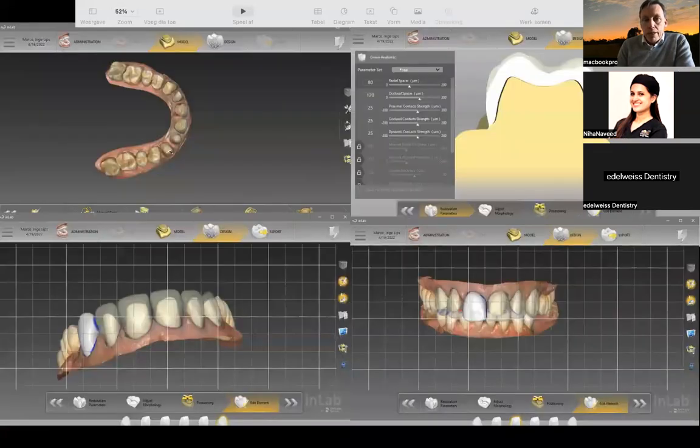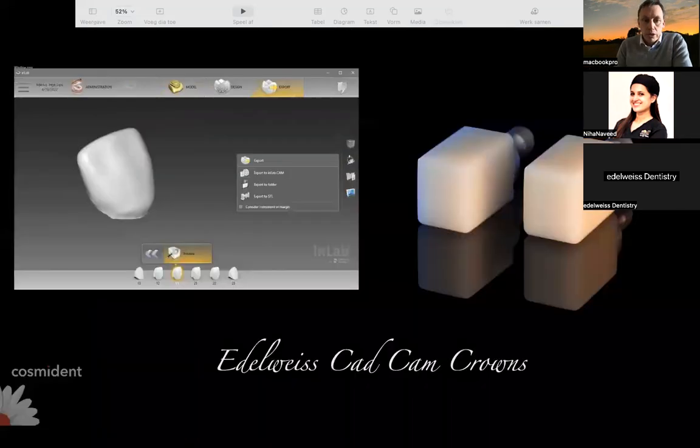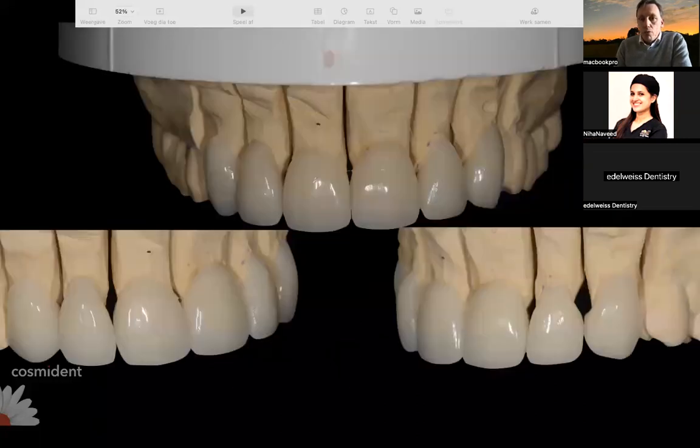We can adapt all the thickness, and with the Edelweiss crowns, you can go very minimal. That's the nice thing about the Edelweiss crowns. You can go to even 0.2. You can go really minimal to get a very nice aesthetic and functional result. Here are the Edelweiss blocks which we used there, and then we made the crowns. These are the crowns coming out.